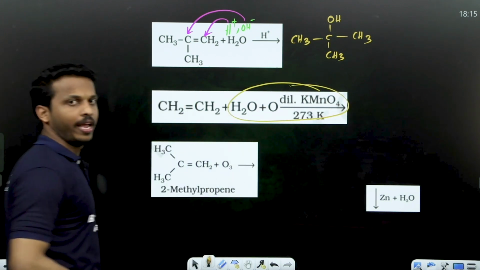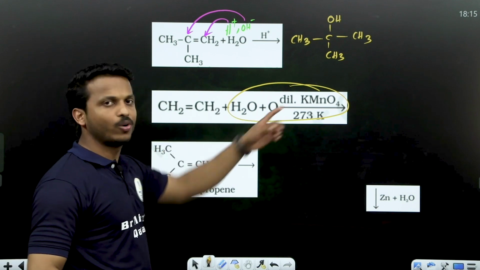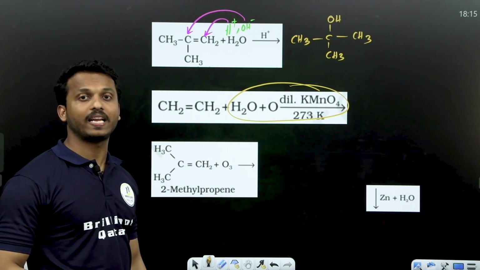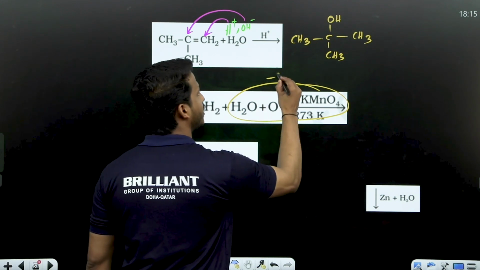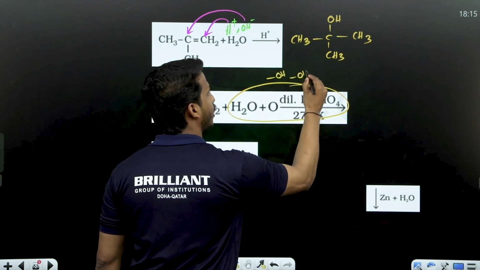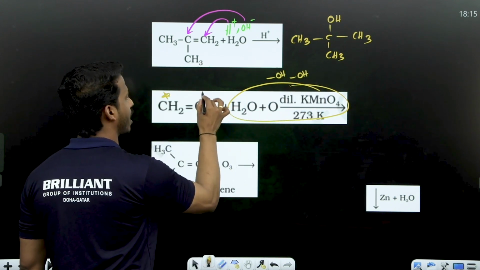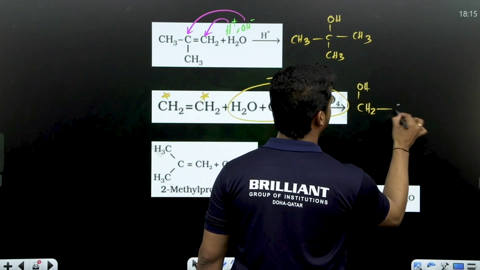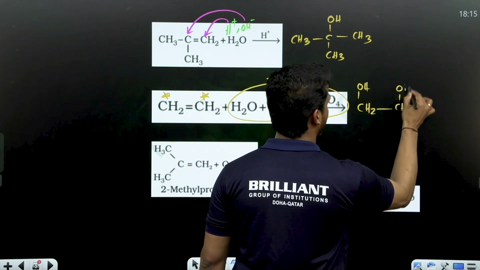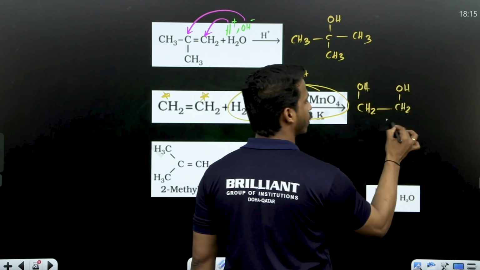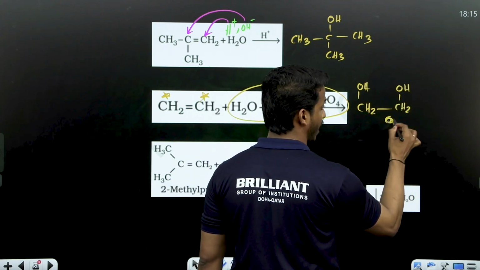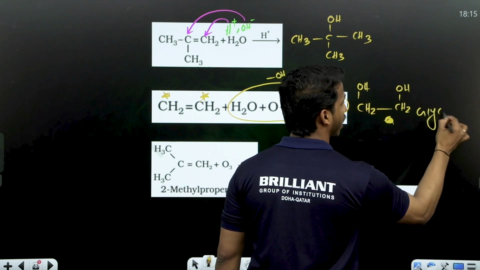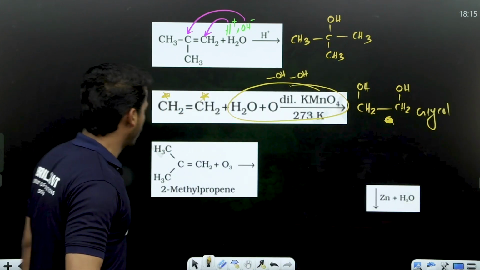What is this reagent, dear all? Do you remember? H2O, dilute KMnO4. That is our Baeyer's reagent. As I told you, Baeyer's reagent means take two OH groups and put them on the double bonded carbons. You will get CH2OH, single bond, CH2OH. And I told you, if two OH groups come on adjacent carbons, we call it glycol. Right?